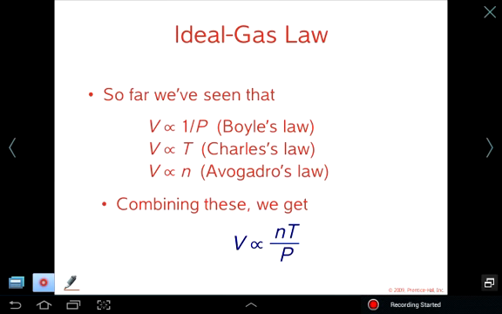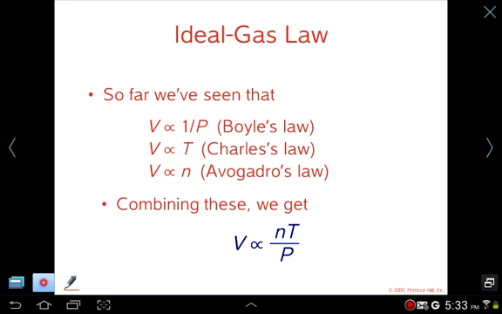Chapter 10, Lesson 3. In this lesson we'll talk about the famous ideal gas law. Now this law essentially combines the three previous laws that we've looked at: Boyle's law, Charles' law, and Avogadro's law.